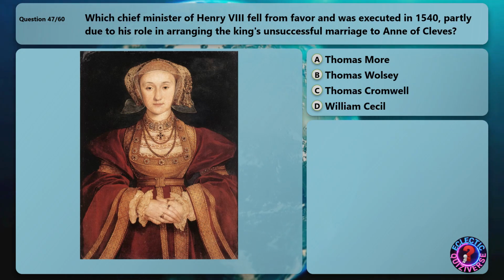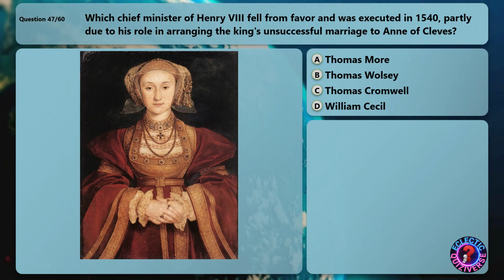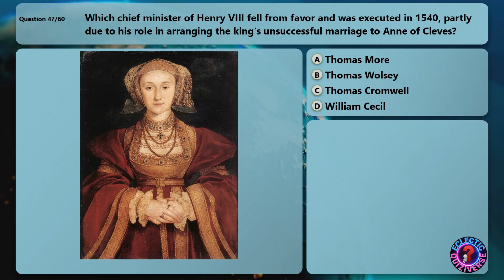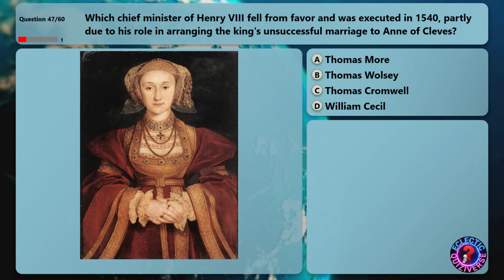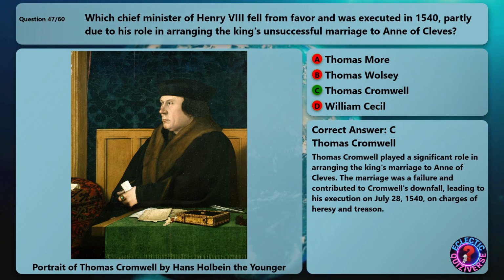Which chief minister of Henry VIII fell from favor and was executed in 1540, partly due to his role in arranging the king's unsuccessful marriage to Anne of Cleves? The correct answer is Thomas Cromwell. Thomas Cromwell played a significant role in arranging the king's marriage to Anne of Cleves. The marriage was a failure and contributed to Cromwell's downfall, leading to his execution on July 28, 1540, on charges of heresy and treason.